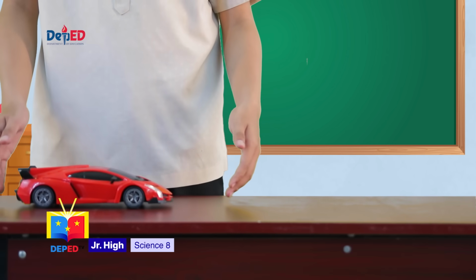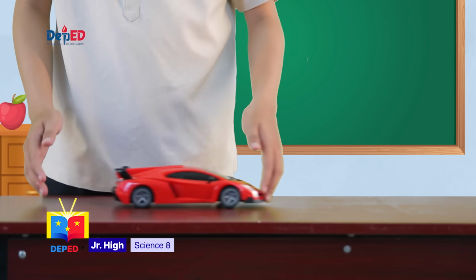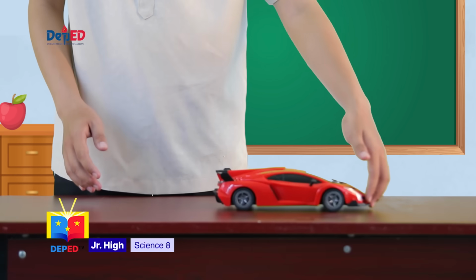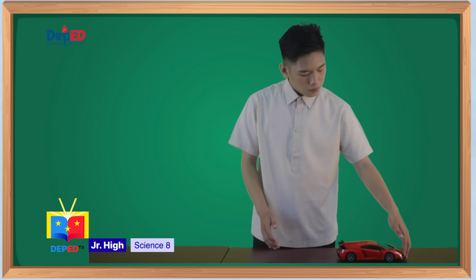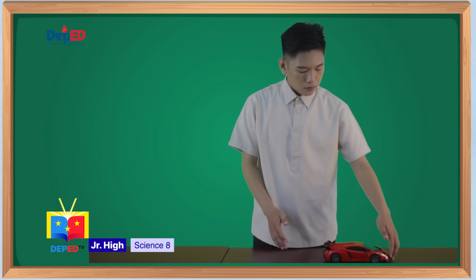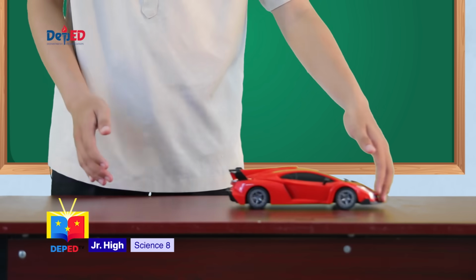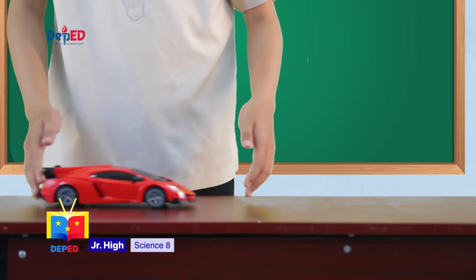Meanwhile, if we push the toy car from the other side instead, opposite to the direction of its motion, the ball may slow and eventually stop. In the previous activity, we can conclude that force can make the toy car or any object accelerate or stop. But the question is, does force always affect an object to move?